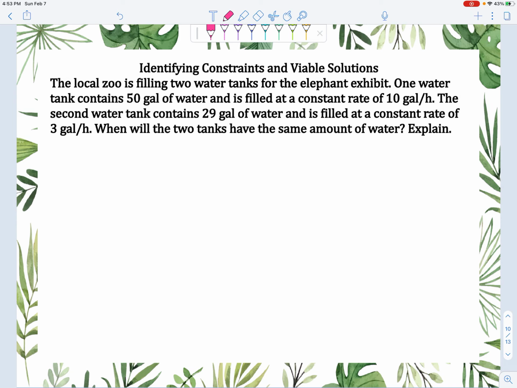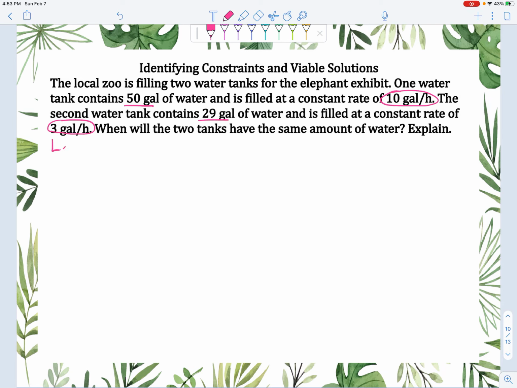Let's take a look at this one. Identifying constraints and viable solutions. It's important to question the validity of your answer. Does it make sense in the context of the problem? The local zoo is filling 2 water tanks for the elephant exhibit. One water tank contains 50 gallons of water and is filled at a constant rate of 10 gallons per hour. The second tank contains 29 gallons of water and is filled at a constant rate of 3 gallons per hour. When will the 2 tanks have the same amount of water?